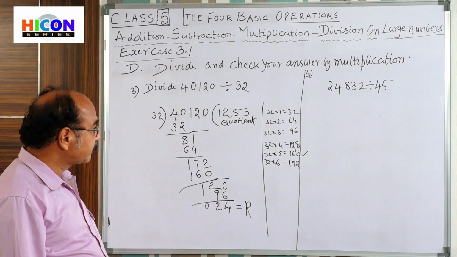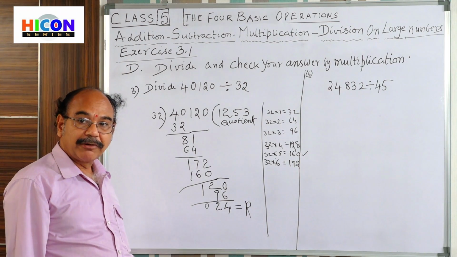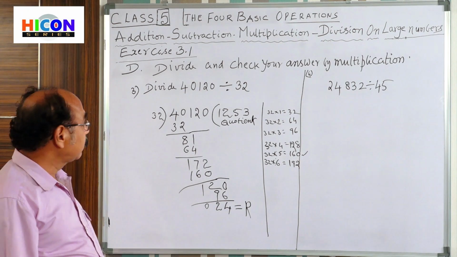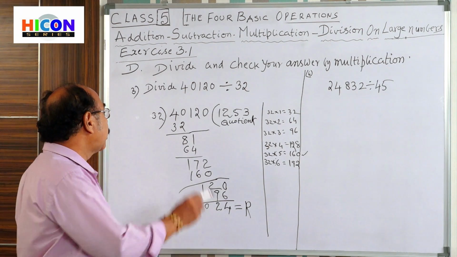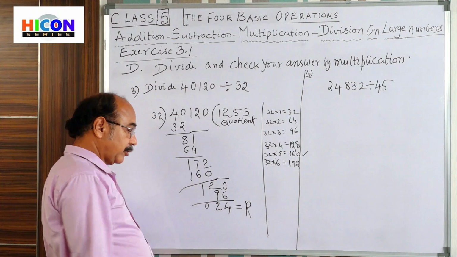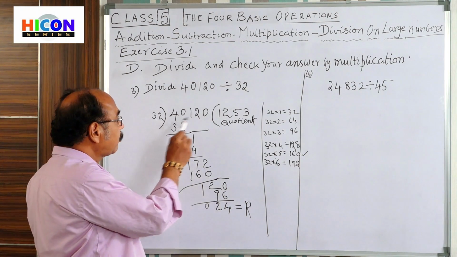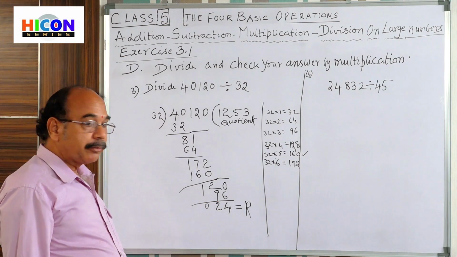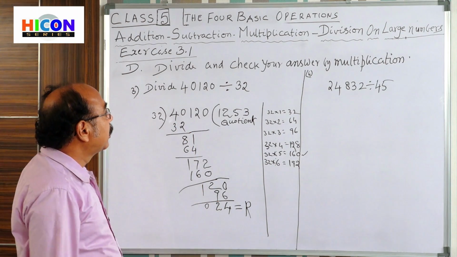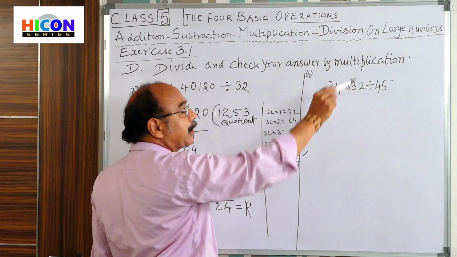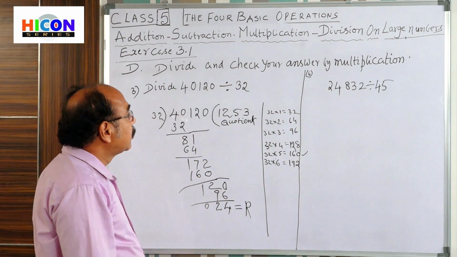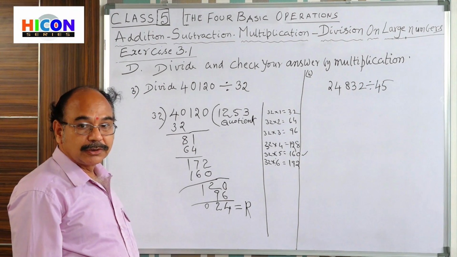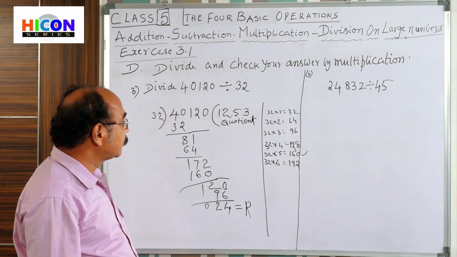Okay, children. If you want to check your division work, what should you do? Multiply the divisor and quotient, and add the remainder. Then you will get the dividend. In the given question, check your answer by multiplication. So we go for checking also.